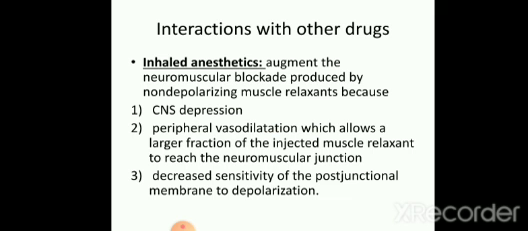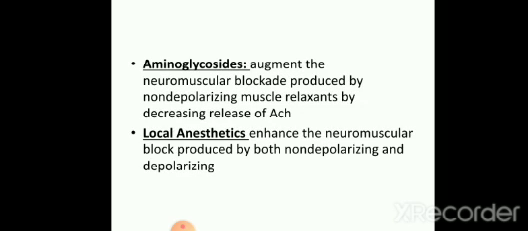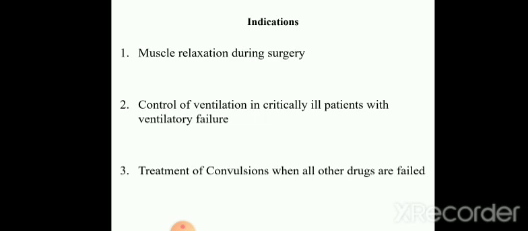Interaction with other drugs: drugs like inhaled anesthetics, aminoglycosides, or local anesthetics potentiate the action of neuromuscular blockers. Where do we use these neuromuscular blockers? In conditions where there is a requirement of skeletal muscle relaxation. For example, when we are going to do a hernia surgery, we want to cut through the abdominal muscle. If it is very tight, it is very tough for us to do the procedure. In that condition, along with anesthesia, if we relax the muscles, it will be very easy to do the procedure. So in surgeries where there is a requirement of muscle relaxation, it is needed.